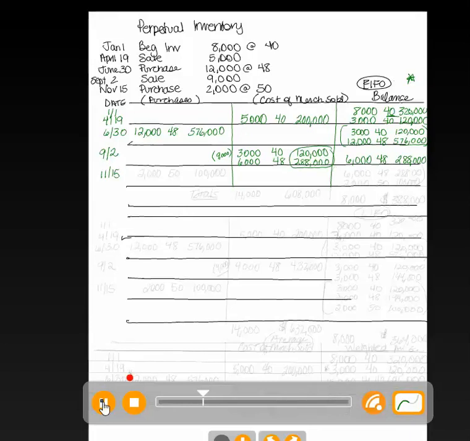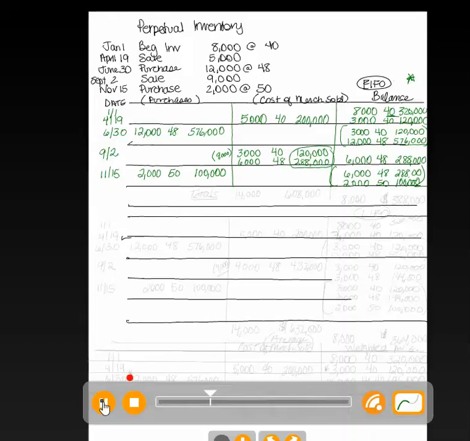Then on November 15th, I make another purchase. I purchased 2,000 units this time at a cost of $50 each, which cost me a total of $100,000. And once again, I have 2 layers of inventory, so I'll need to use 2 lines for this. I have 6,000 $48 units, and I have 2,000 $50 units. I'll multiply that out, and that is my ending inventory at the end of November 15th. And that is all of our transactions.